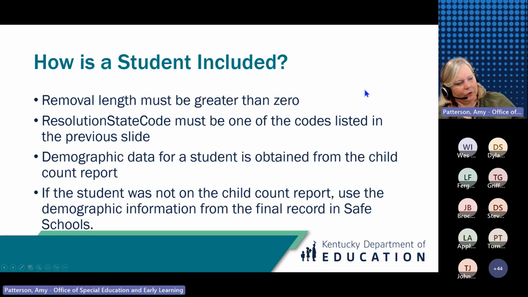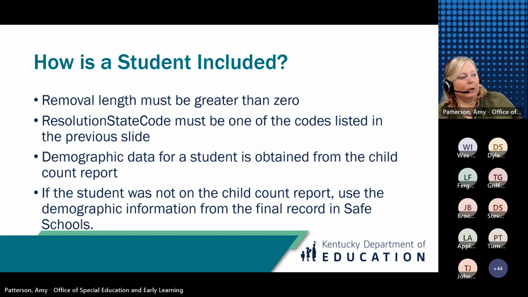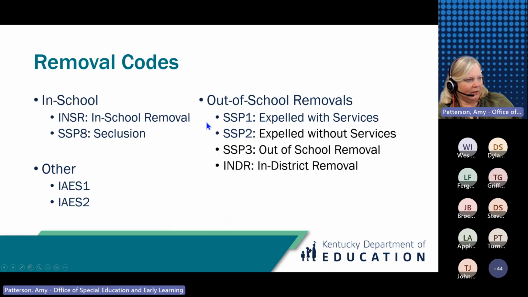So how is a student included on the Safe Schools report? The removal length has to be greater than 0. The removal length is calculated within Infinite Campus, and it's calculated to the nearest 100th of a day. So it'll be 0.01 or higher in order to be counted. The resolution state code has to be one of these.